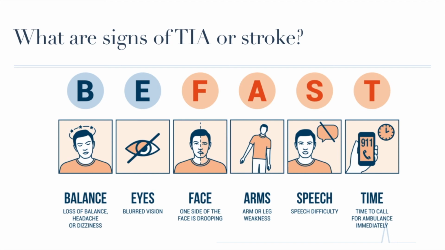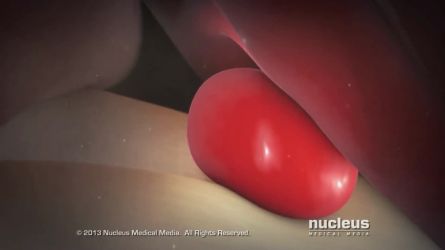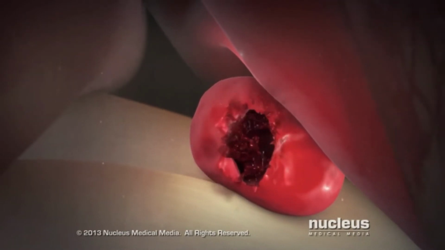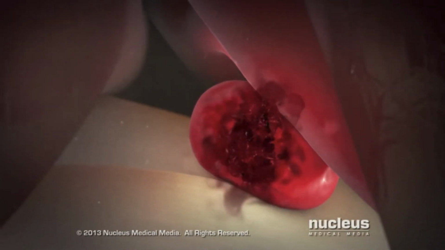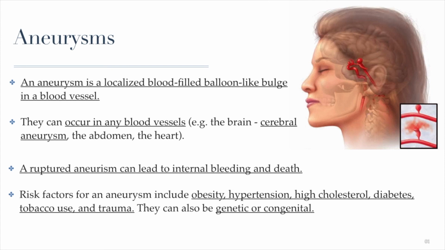Last, we're going to talk about something called aneurysms. And aneurysms are little tiny blood-filled balloons that bulge out in certain blood vessels and weaken it. And they can happen anywhere in the body, but they are more dangerous when they happen in the brain. And these are called cerebral aneurysms. But they can also happen in the abdomen, they can happen in the heart. Now, the aneurysm itself is just a blood-filled balloon. But the aneurysm is dangerous and life-threatening when it bursts open. And so a ruptured aneurysm can lead to hemorrhage and internal bleeding, and it can lead to death.